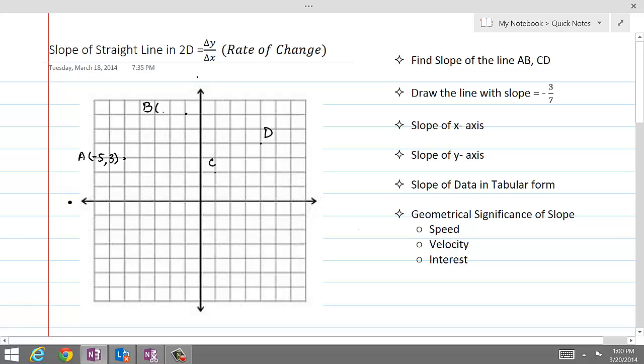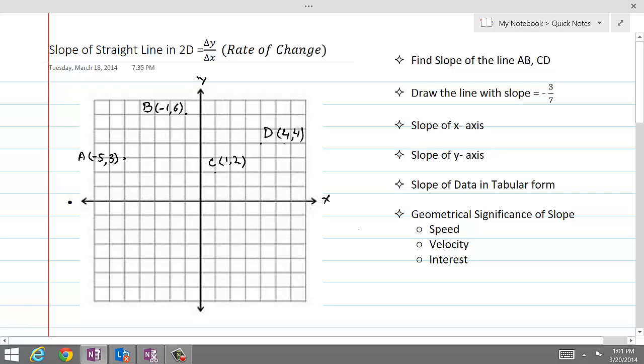Similarly, the coordinates of B would be -1 and 6 because it's 1 unit to the left of the y-axis and 6 units above the x-axis. And the coordinates of C would be 1, 2, both positive, because C is 1 unit to the right of the y-axis and 2 units above the x-axis. That's why both coordinates, abscissa and ordinate, will be positive. And the coordinates of D are 4, 4.